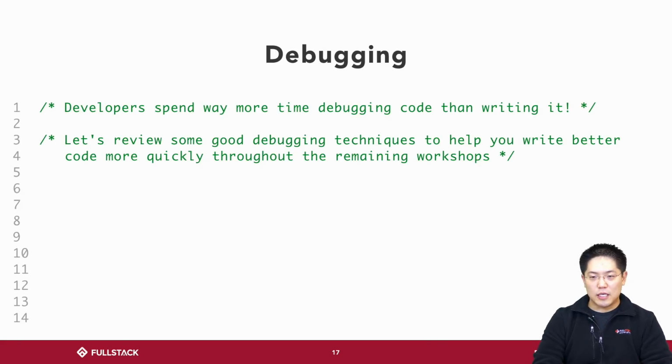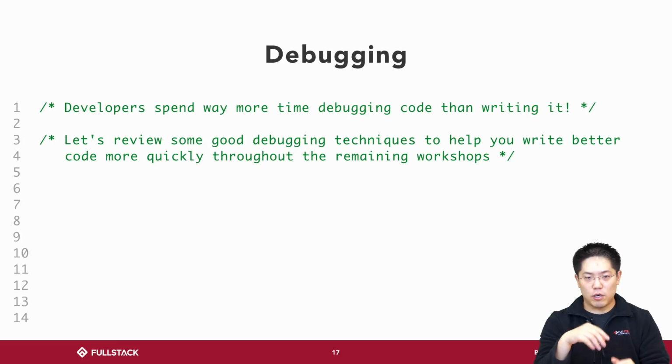And that's why I tell everyone, don't spend any time trying to make your code clever. Because if your code's clever, then it's going to be hard to read and hard to debug, and you're going to spend much more time debugging it than you ever are going to spend writing it. So here we want to just go over some really quick debugging techniques that help you write better code more quickly throughout the workshops. And we'll sprinkle in little bits of debugging here and there, but this should get you started on some quick and easy tactics.